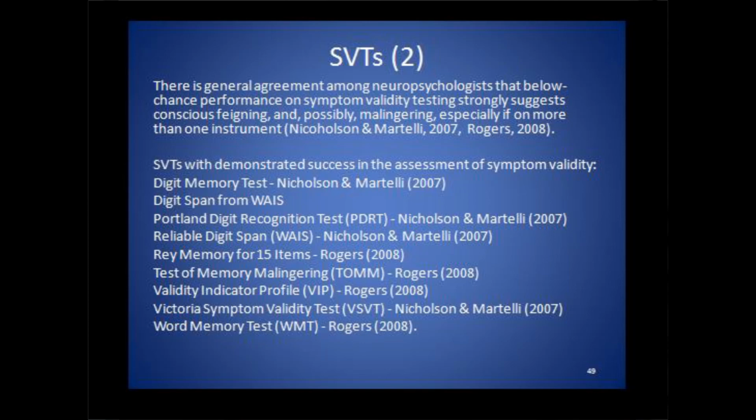So with personal injury cases, that's a major thing. Are they faking? Are they telling the truth?